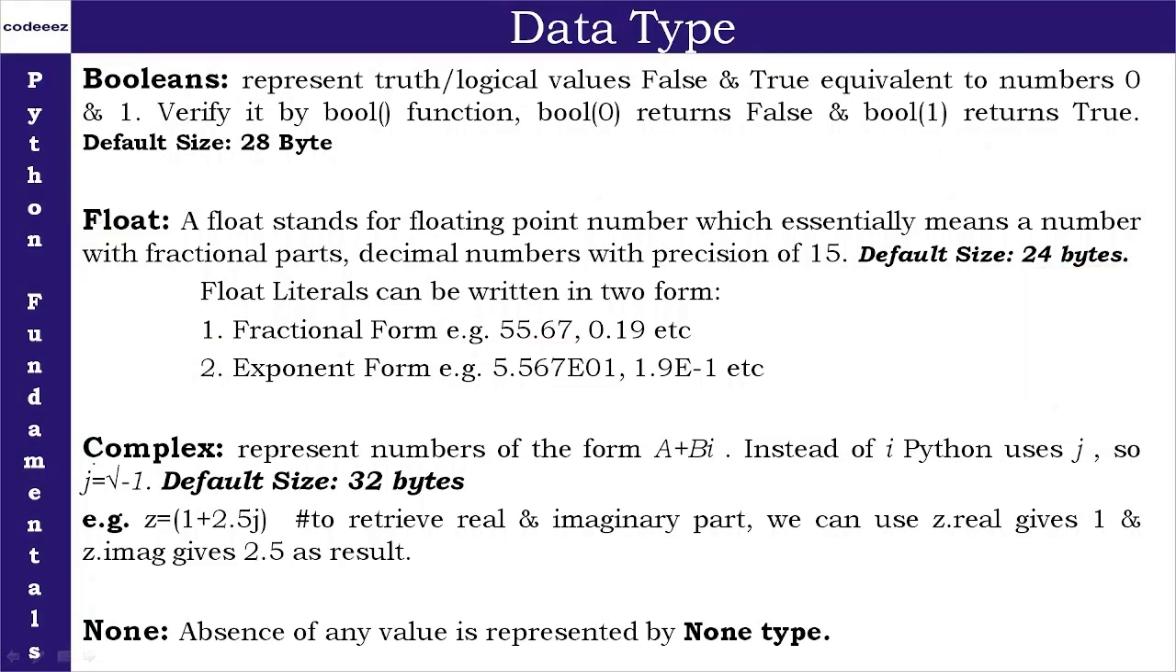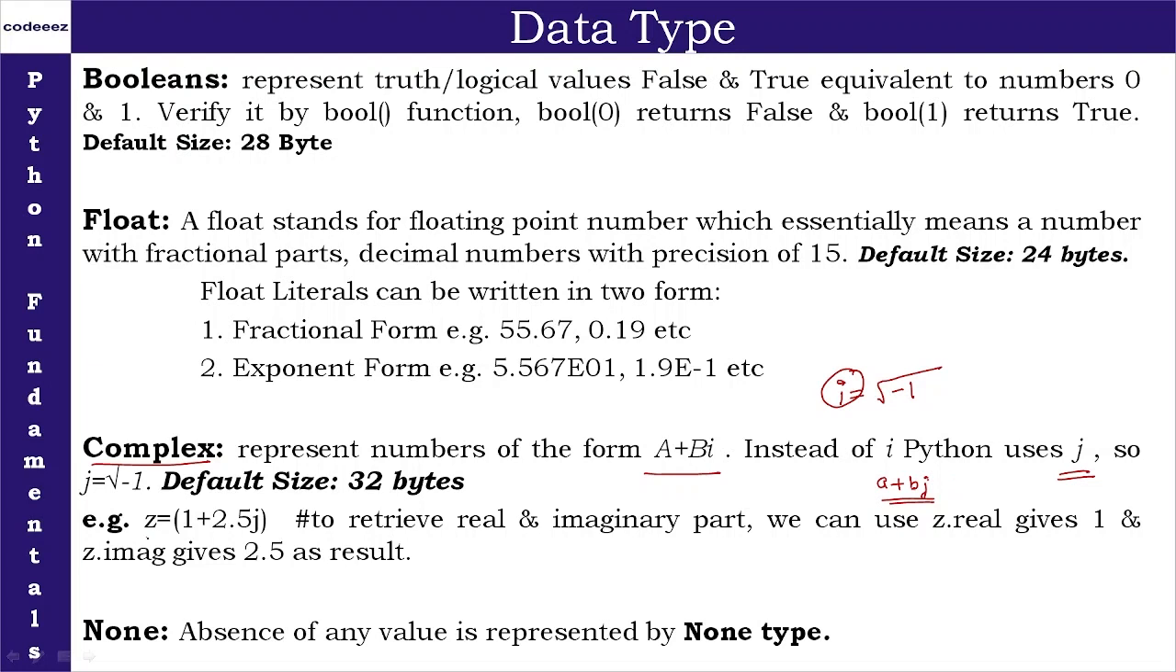Now the next data type is complex. Complex simply represents a number of the form a plus bi, where i is an imaginary number. It is an imaginary number because its value is equivalent to the root of -1, and we know that the root of -1 does not exist. That's why it is known as an imaginary number. In Python, instead of i, we make use of j. So the number is of the form a plus bj, where j is an imaginary number. Let us discuss it with an example.